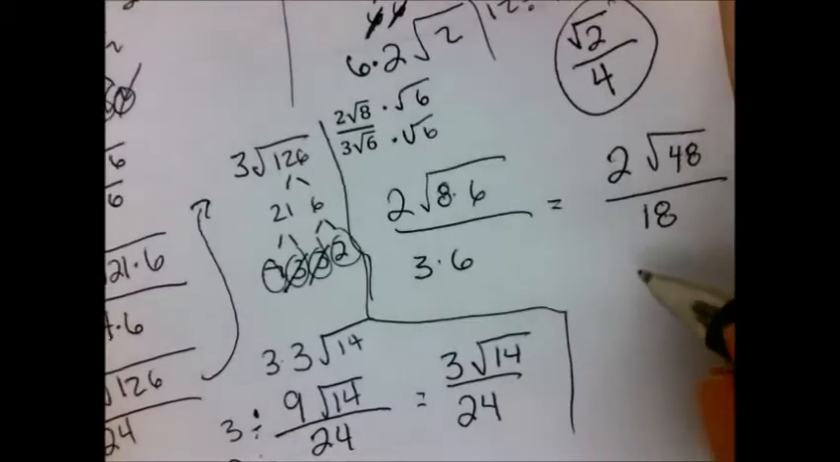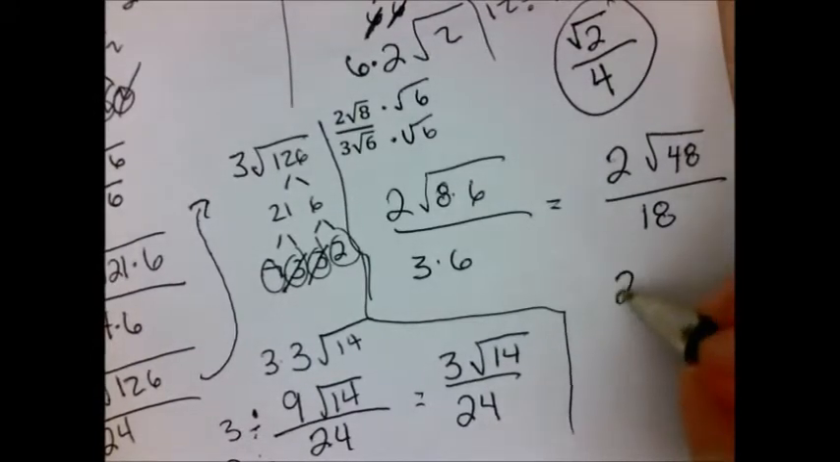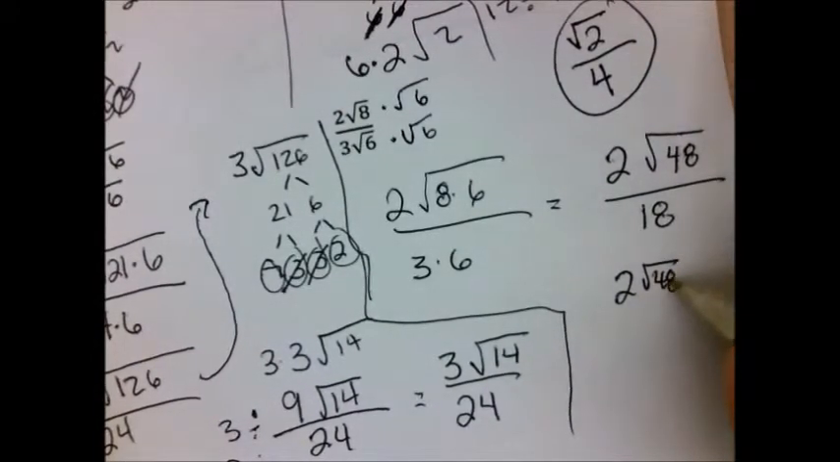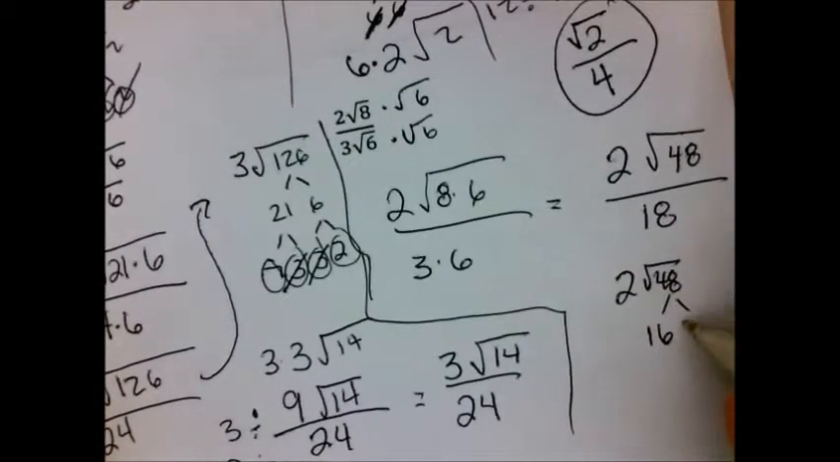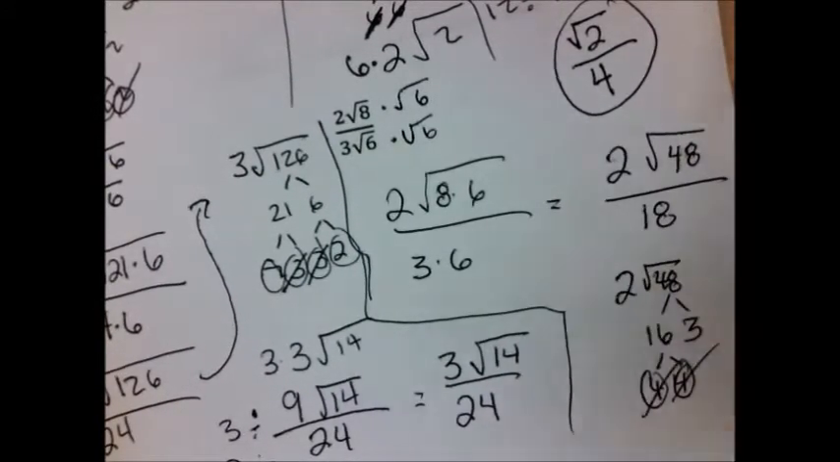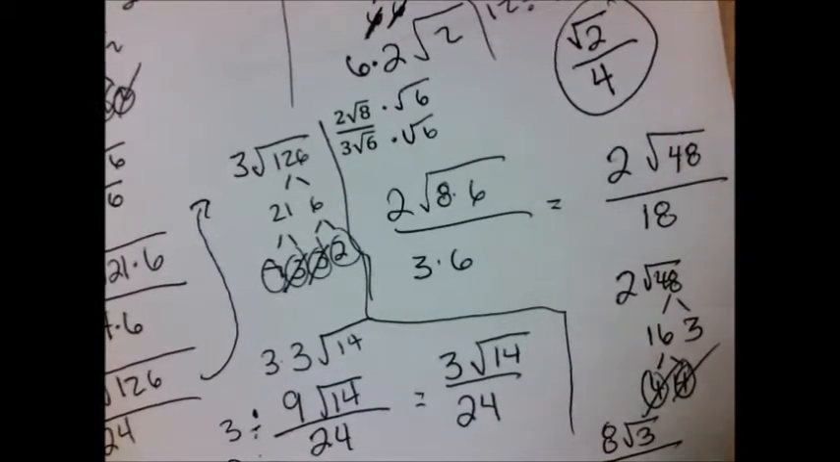Next step would be to reduce 2 square root of 48. It breaks down into 16 and 3. 16 breaks down into 4 and 4. We can bring out the pair of 4s, so it becomes 8 square root 3 all over 18.